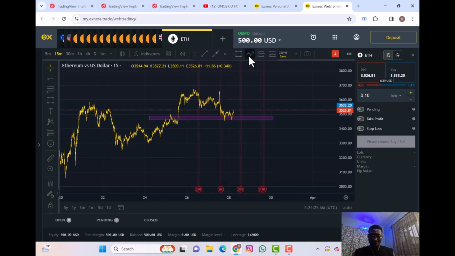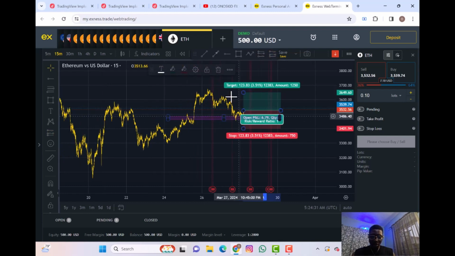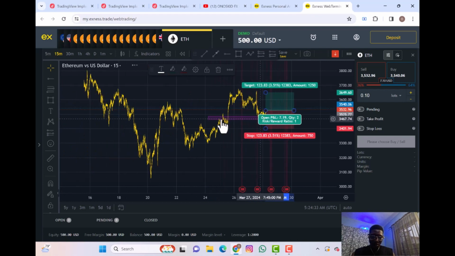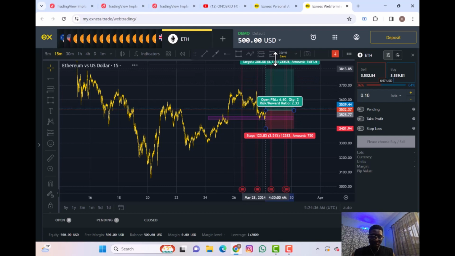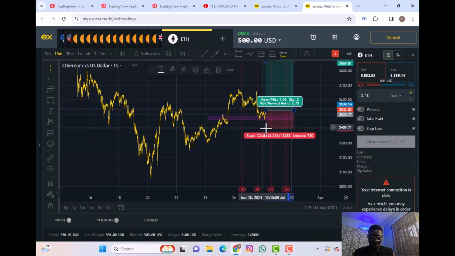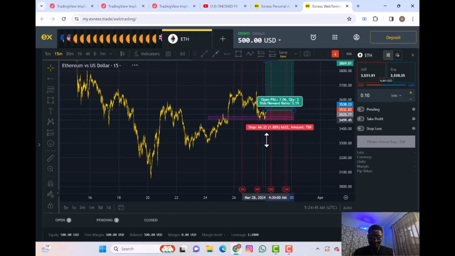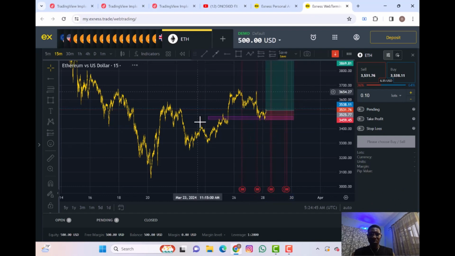Okay, so I'll have to input my long position, and of course target at least 1:2. So this is a 1:5 risk to reward ratio. It is not a bad trade to take. So that is that, guys.